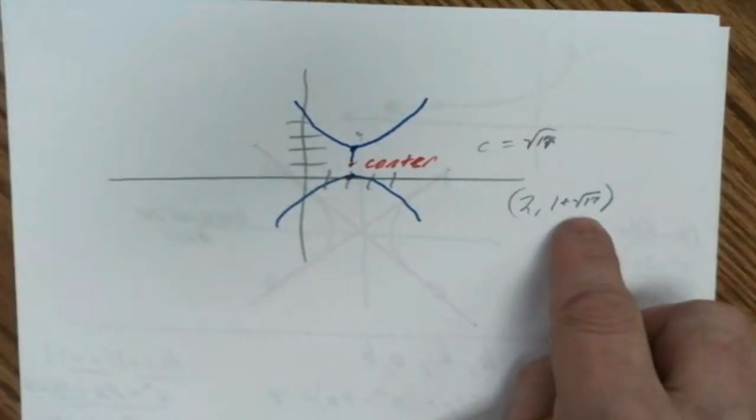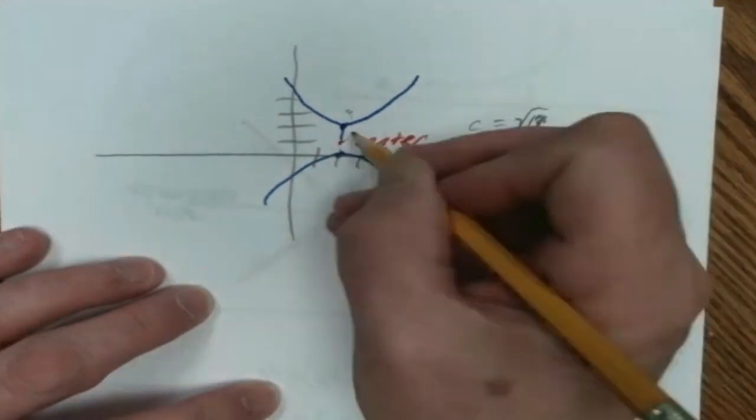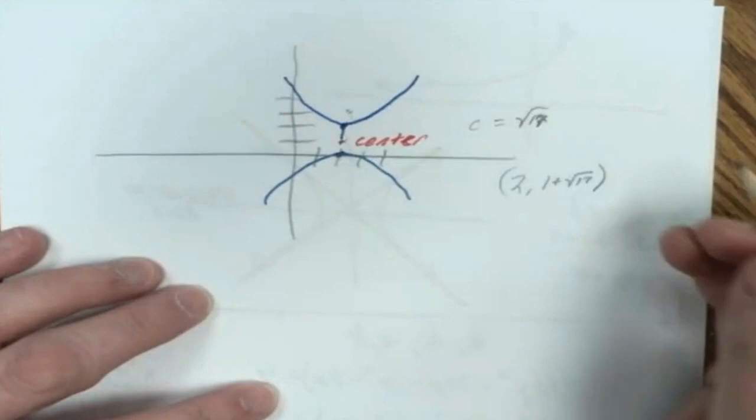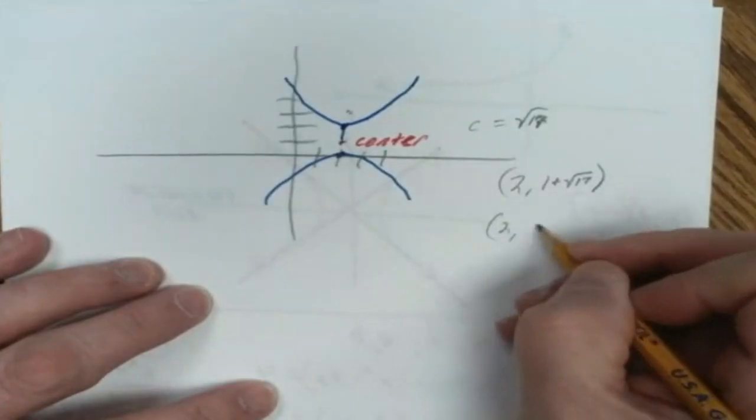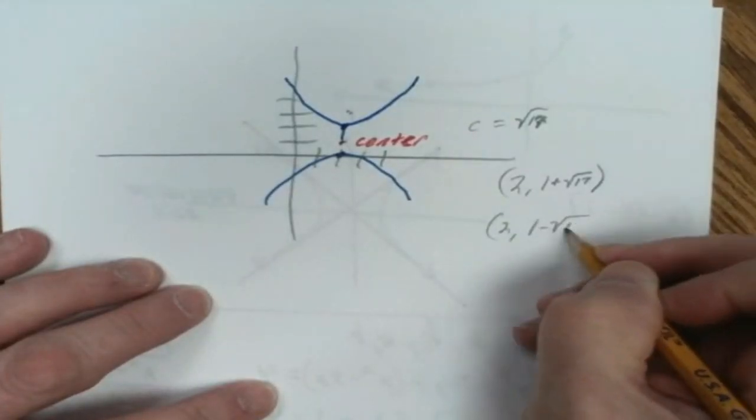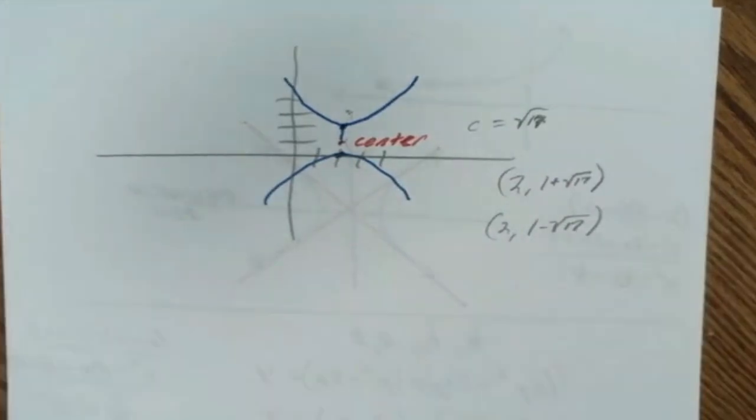Which, if we convert it to a decimal, it's going to be off, because you'd have to round it. That is not a nice terminating decimal. And then we have to subtract that distance for the bottom focus point. So it's 2, 1 minus the square root of 17. Now we can get an estimate of where that is by putting it in the calculator, but the square root of 17 is a little bit over 4, because the square root of 16 would be 4.